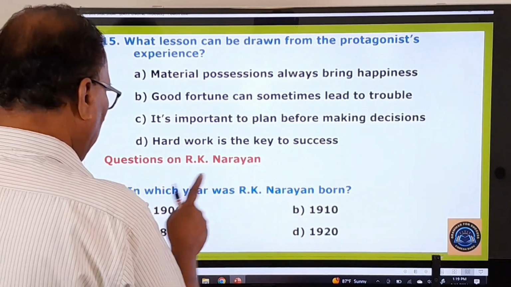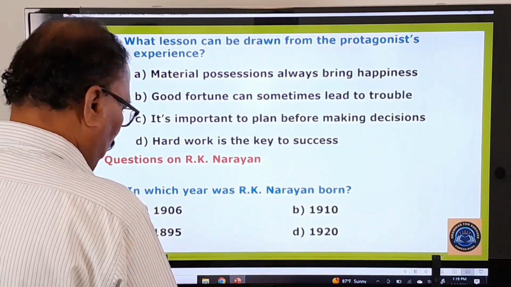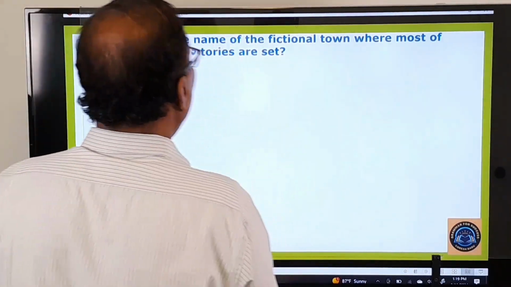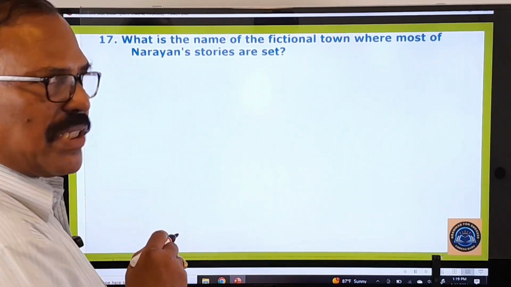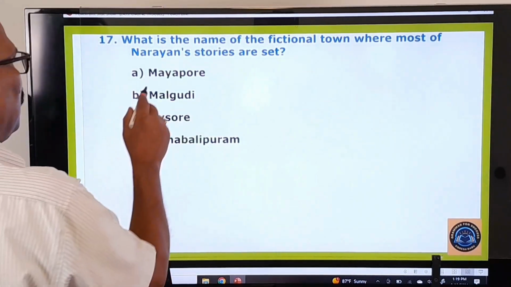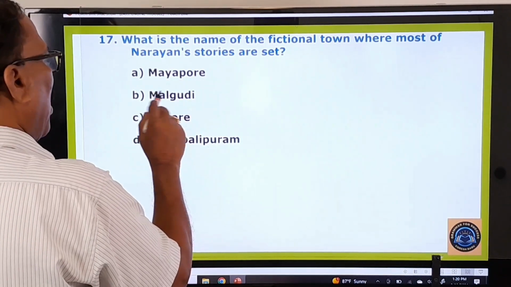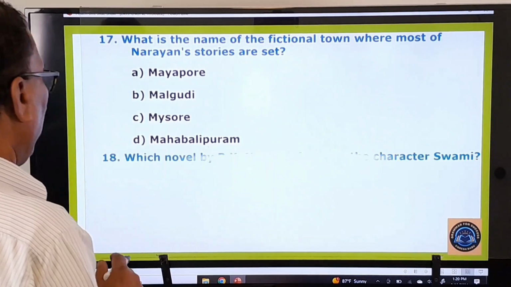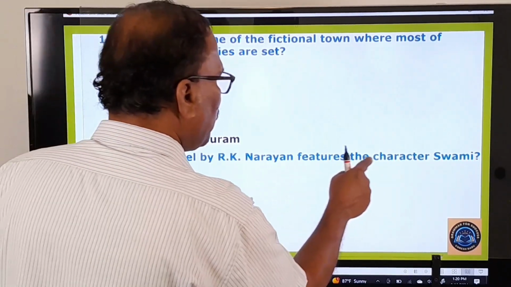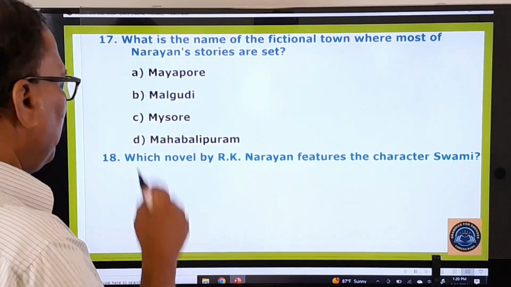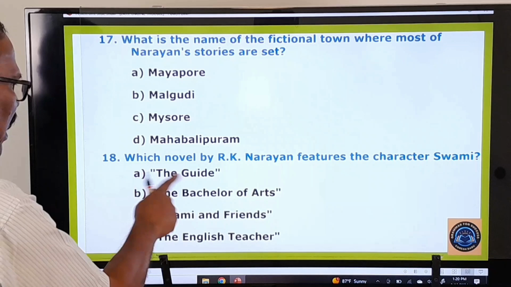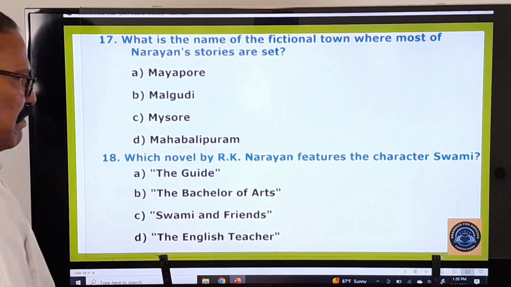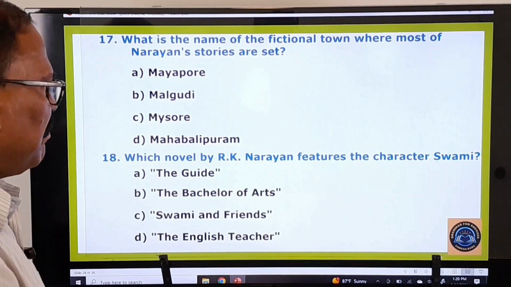1906, 1910, 1895, 1920. You go to other questions. What is the name of the fictional town where most of Narayan's stories are set? Mayapur, Malgudi, Mysore, Mahabalipuram. Which novel by R.K. Narayan features the character Swami? The Guide, The Bachelor of Arts, Swami and Friends, The English Teacher. You know that very well, right?